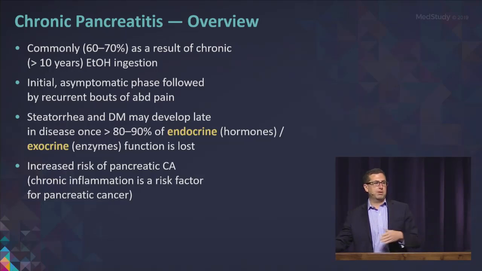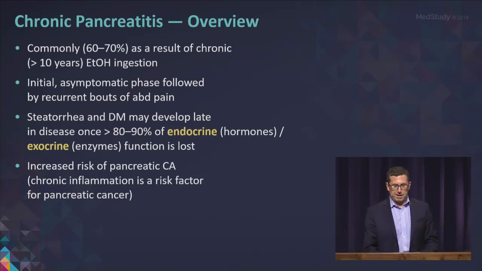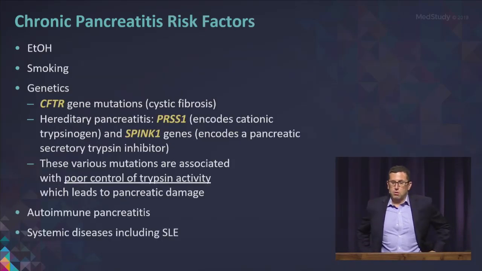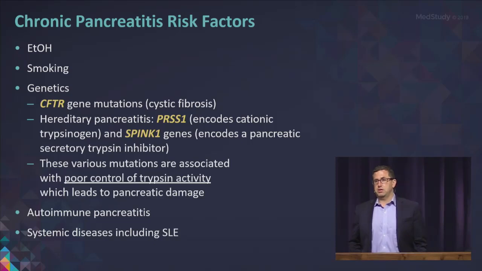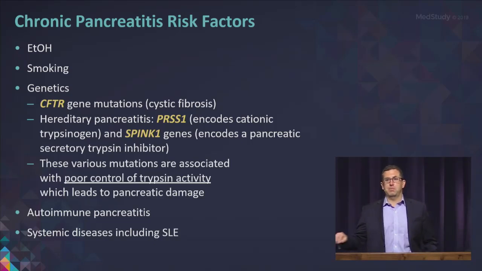So any patient with chronic pancreatitis, you have to be on the lookout for pancreatic cancer. Risk factors for chronic pancreatitis, probably the most important would be alcohol. Smoking is also important. Genetics, so cystic fibrosis. Patients may have kind of like a low-grade cystic fibrosis mutation that may actually be leading to recurrent bouts of pancreatitis and ultimately chronic pancreatitis.